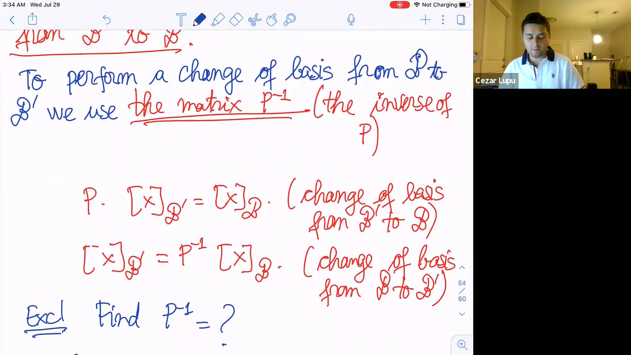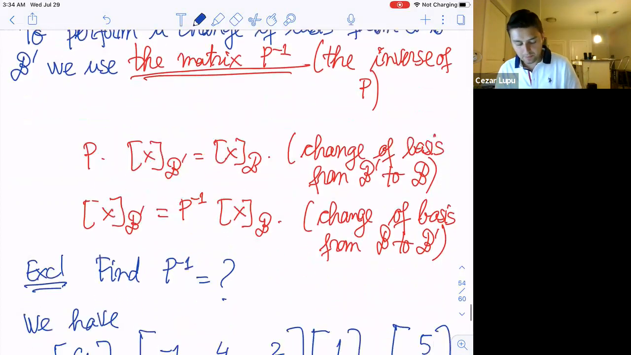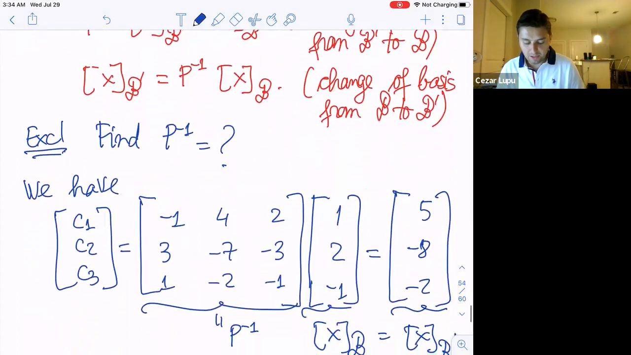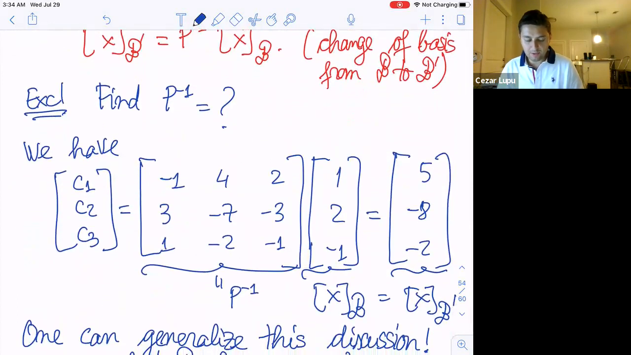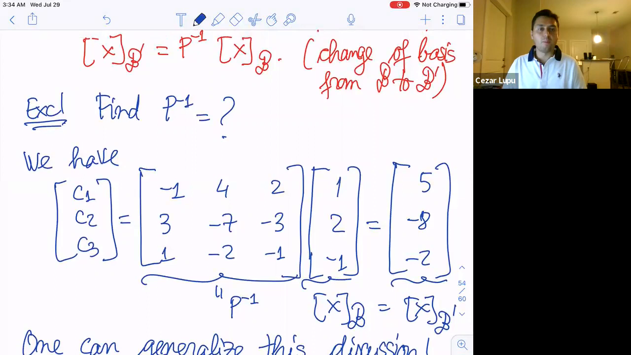So this is how we perform the change of basis from B prime to B and also from B to B prime. So we need to find the inverse. Well, I'll leave it to you as an exercise to show that the inverse is actually this matrix here. It's -1, 4, 2, 3, -7, -3, and 1, -2, -1. So this matrix, the inverse of P, will perform the change of basis from B to B prime.